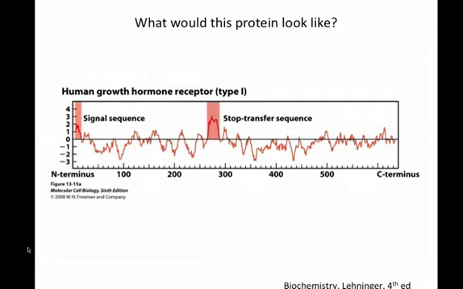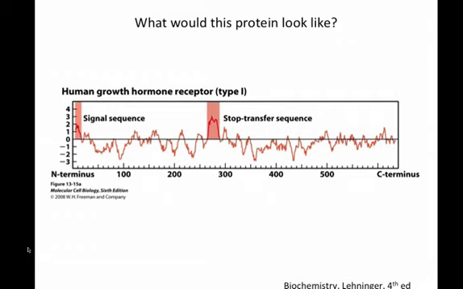Can you explain the stop transfer sequence again? A stop transfer sequence is many times acting as your transmembrane domain. You'll have translation of your protein coming out of your ribosome, and then you'll hit the stop transfer sequence, and it'll literally stop translating for a minute, and that will be your transmembrane domain, and it will move into the membrane there, and then it'll continue translating.